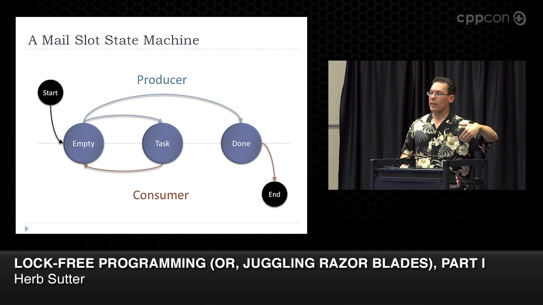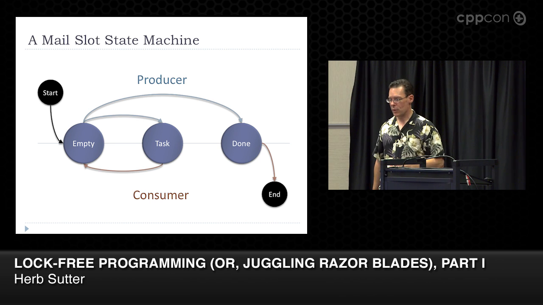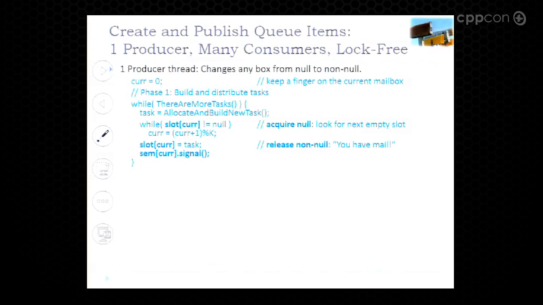Producers put things in when it's empty. When it's empty, the producer owns it. When it's not empty, the consumer owns it. That's the way to think about it. So let's look at some code.